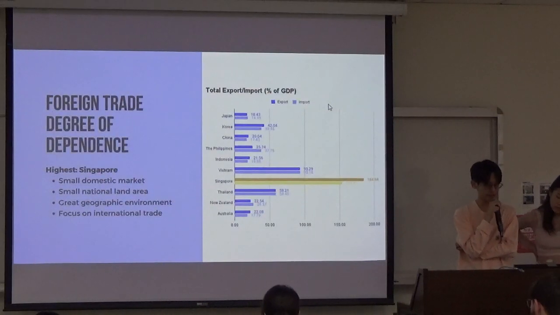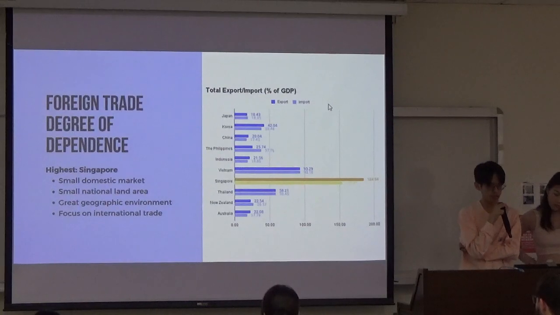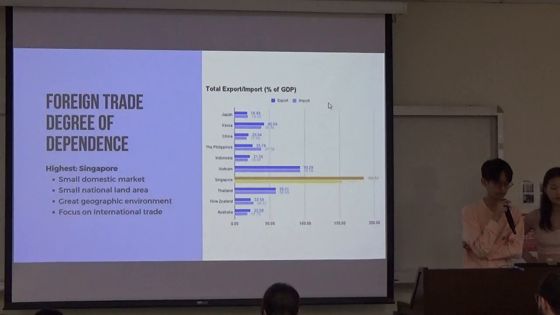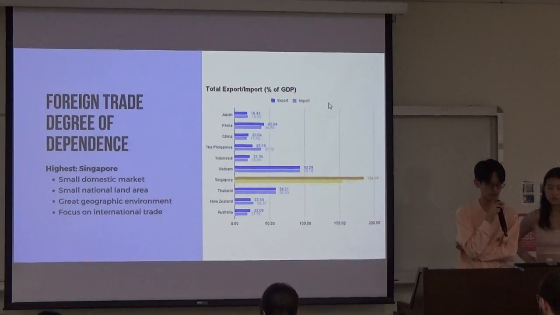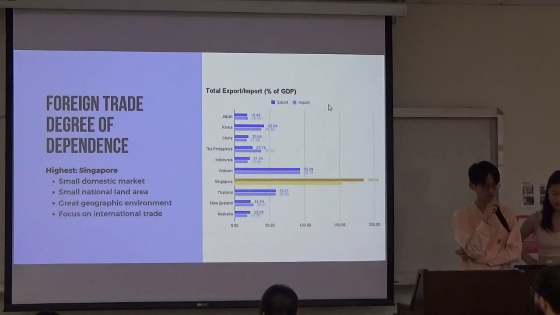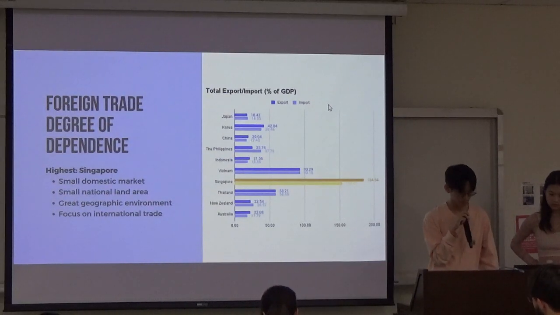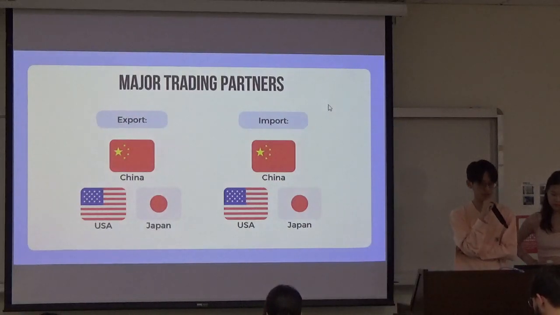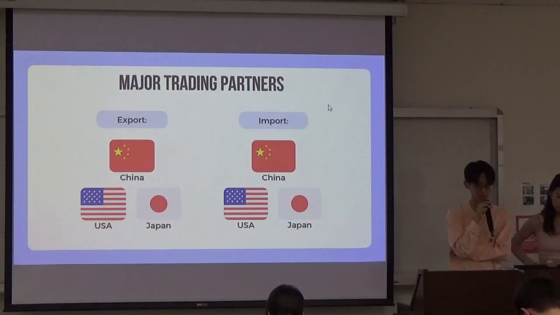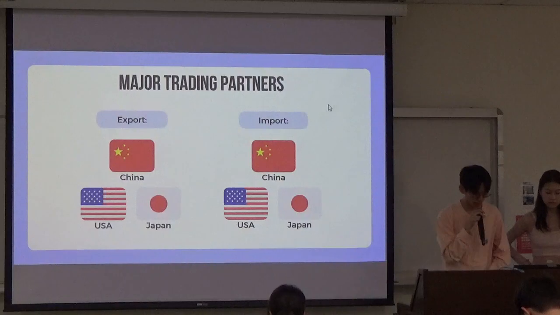As for foreign trade degree of dependence, Singapore has the highest degree, because it has a small domestic market and because of the location of its country. So they are highly focused on international trade. And these 3 countries are the major trading partners of the 10 countries we chose: China, USA, and Japan.